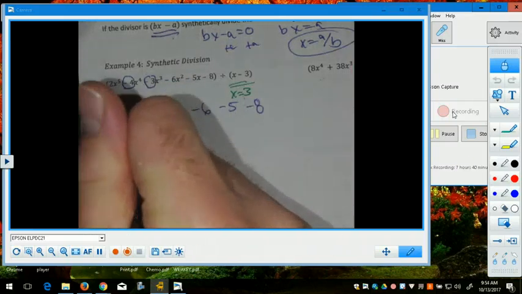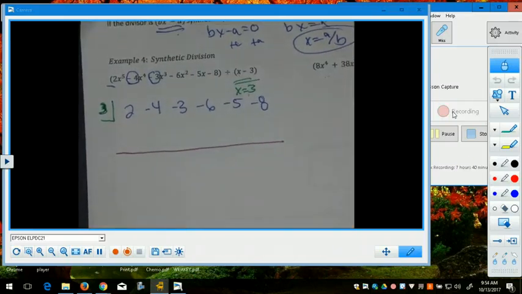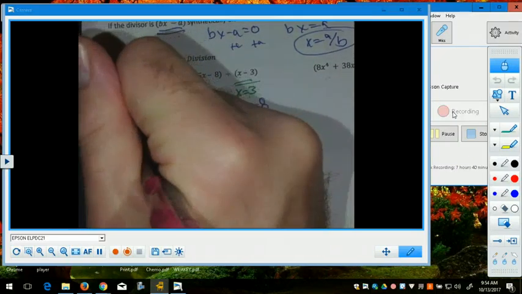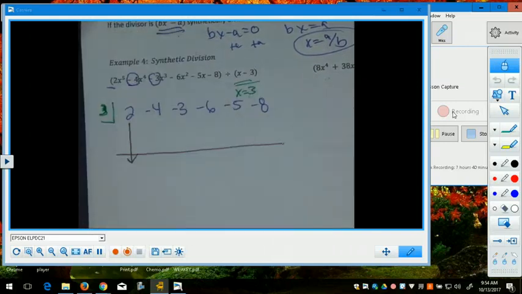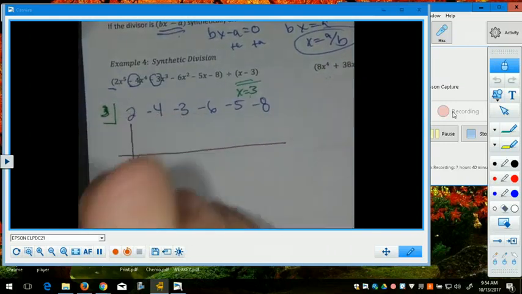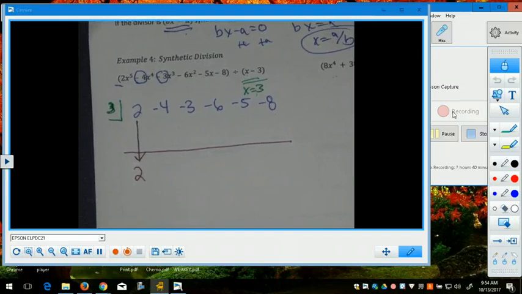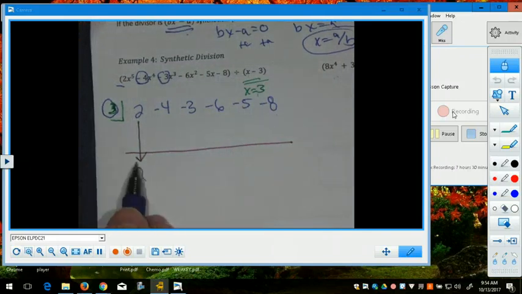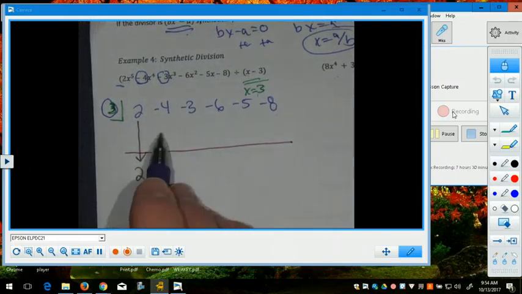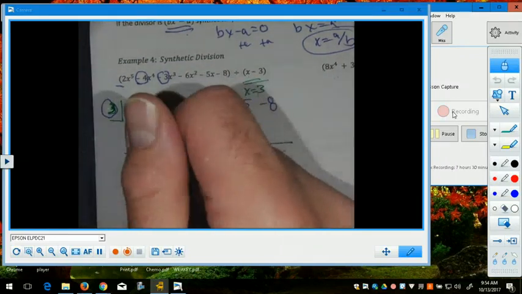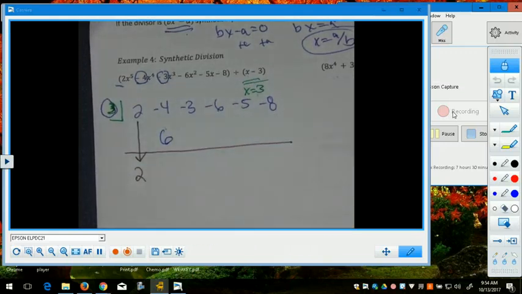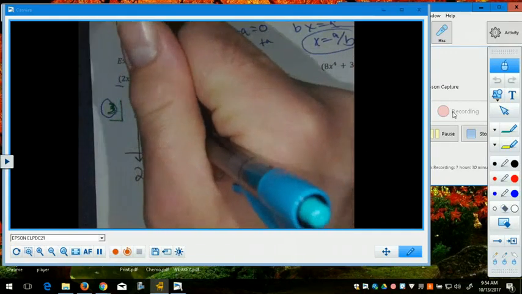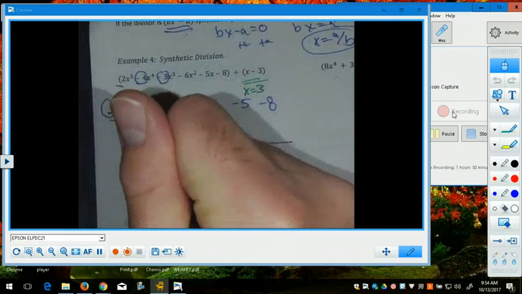Does anyone remember what I do next? The first step is to bring down that first coefficient, the 2. And now the rest of the process is simply multiplication and addition. Multiply what's in the box by what just got brought down and put that here. So that's going to be 6. And then add them vertically. That's going to give me another 2.